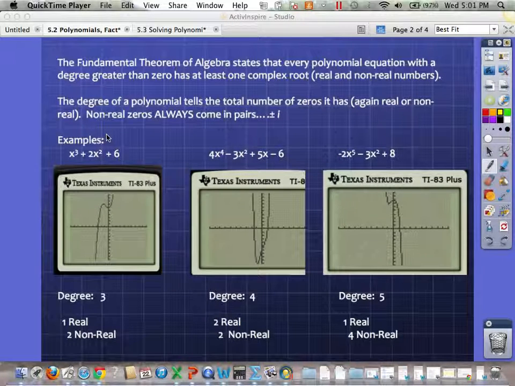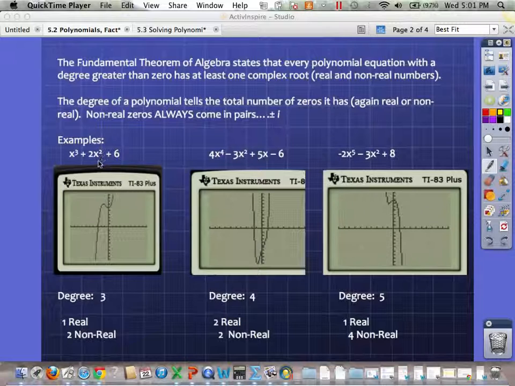So the degree of a polynomial tells us the total number of zeros it has. Again, it could be real or non-real. And the non-real zeros always come in pairs. Any of those i things, imaginary answers, they always come in pairs. So if you've got one, you've got at least two. All right? So let's look at a couple examples.